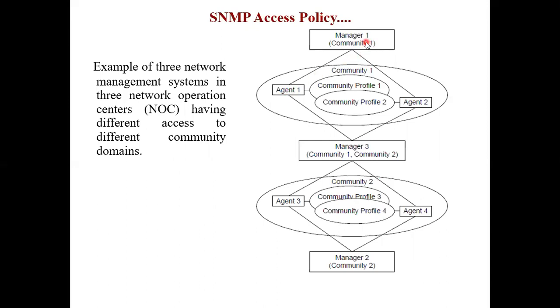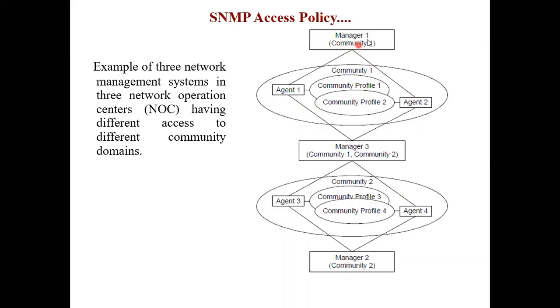Now this manager 1 belongs to community 1, so he can only interact with the agents that belong to the same community. So as such, I have 4 agents, but manager 1 can get the data only from agent 1 and agent 2. That's why these 2 lines are there. Manager 1 cannot get any data from agent 3 or agent 4 because they belong to a different community. Because we have grouped manager 1 in community 1.